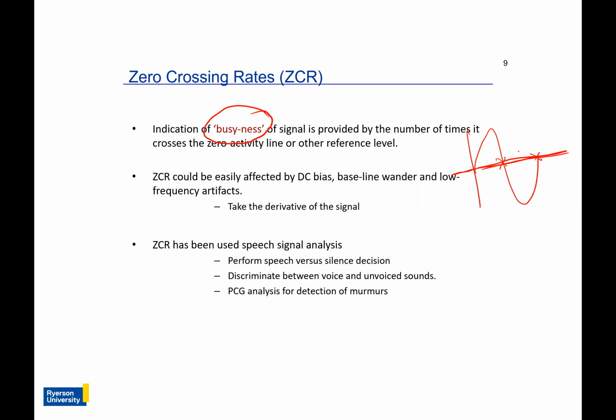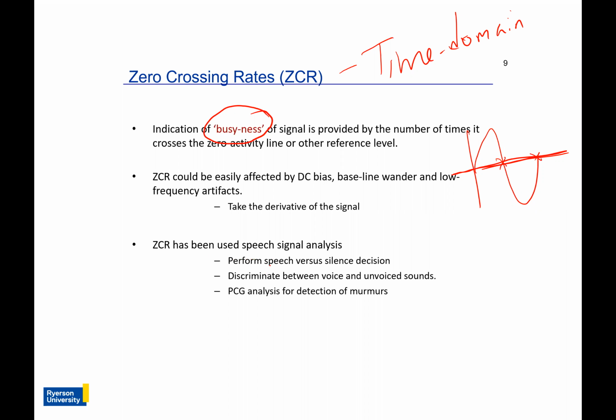So it's again a simple time domain feature. Zero crossing rate is a time domain feature. But as I said, it's giving an indirect measurement of the instantaneous frequency of the signal. Basically we are counting how many times the signal crosses a reference line, or in this case, a zero line. So ZCR has been used very much in speech analysis.